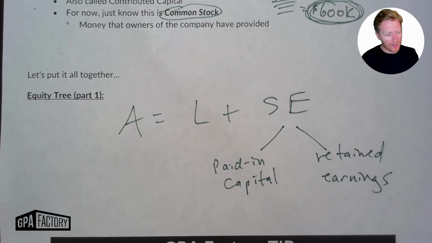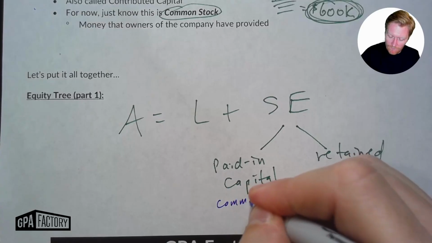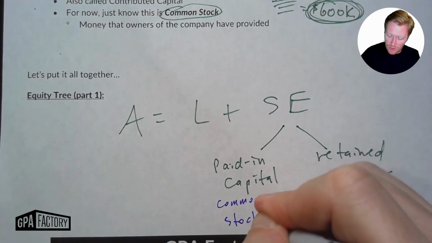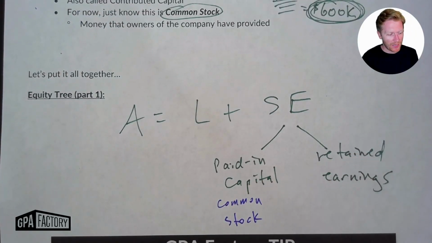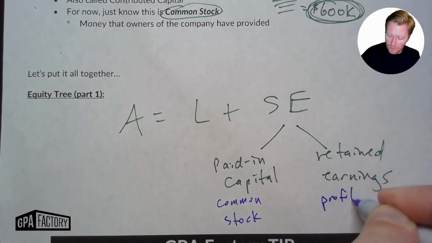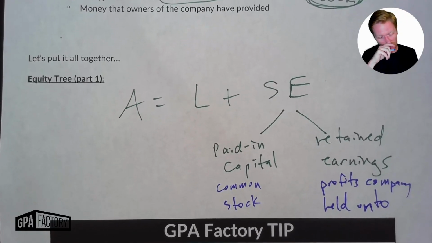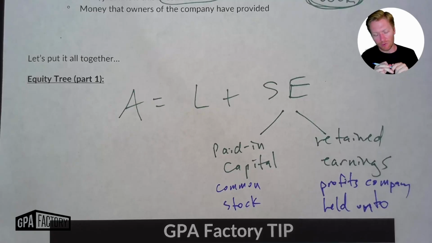One way that we might think about paid in capital is that it's usually just going to be common stock. So how much common stock exists for the company. And then retained earnings are, again, profits the company held onto. So profits that the company held onto, that's going to be considered retained earnings.